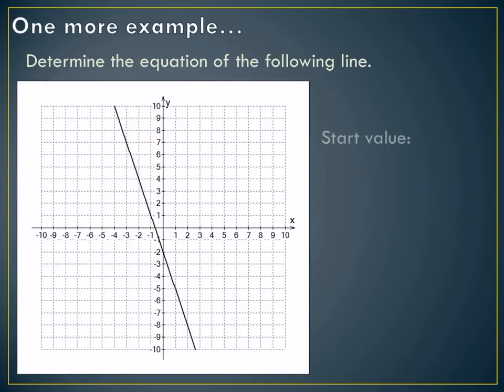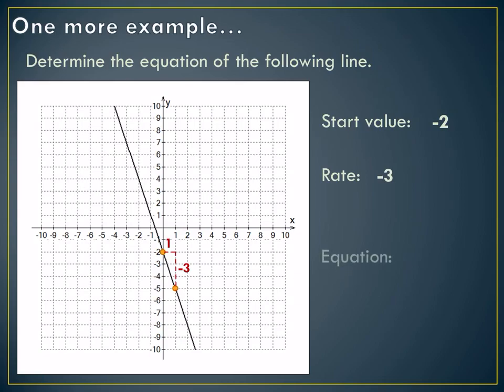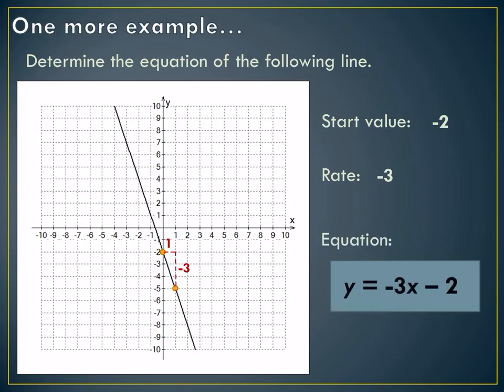Because where does this line start? Well, it's hard to know where it starts. But when we say start, we mean something specific. We mean, where does it start on the y-axis? And this one starts at -2. There it is right there, starting on the y-axis. And its rate, well, we just got to find another point to use here, and that point right there is a good choice to use. And we see when it's gone over 1, it's gone down 3. So the rate is -3.